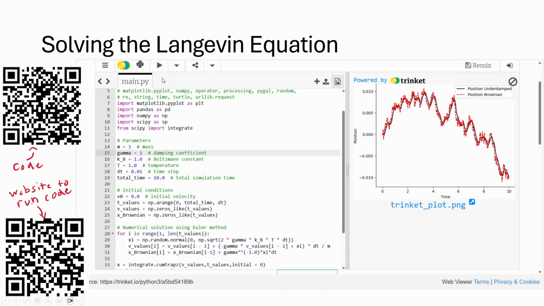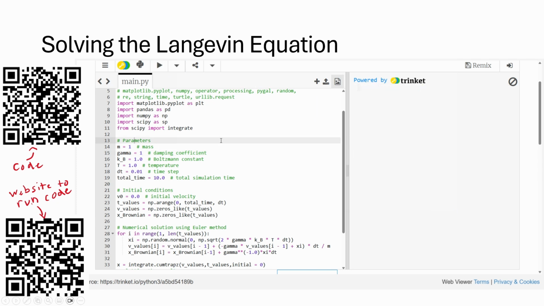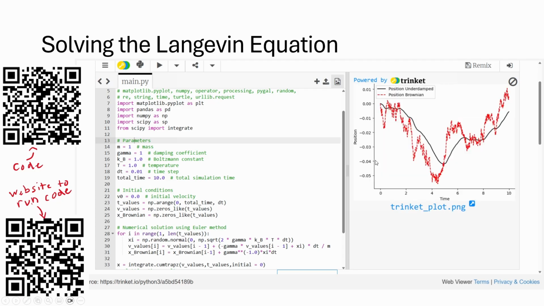And there's a few different things you can look at here. You can play around with the different parameters, but if you just run it by clicking this play button, you'll see a graph show up on the right, and it will show one trajectory of these random dynamics. We have position on the vertical axis, time on the horizontal axis, and two different curves. The black curve is the underdamped dynamics, so that's the one where we have velocities, and the red dashed line is this Brownian dynamics.